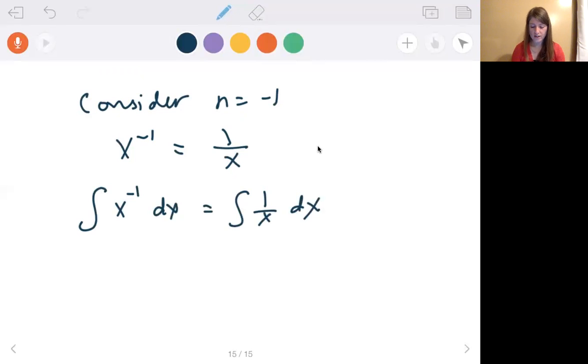So when we're trying to figure out what in the world this is, what we're really asking is, what function can I differentiate to give me 1 over x? I'm going to write that out in long form.